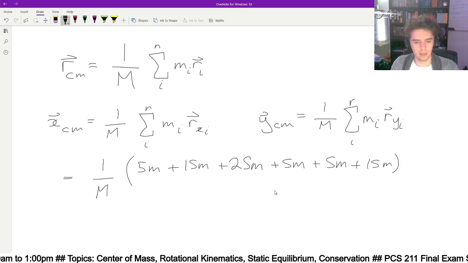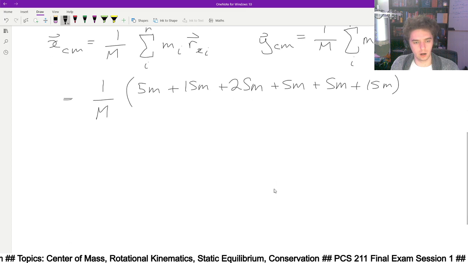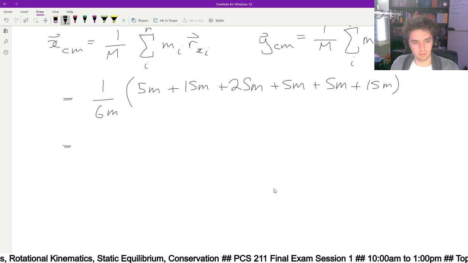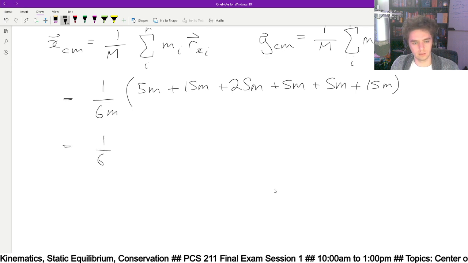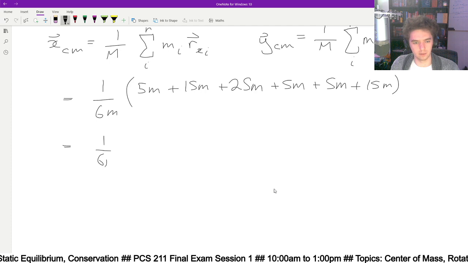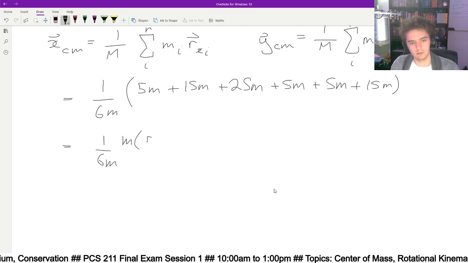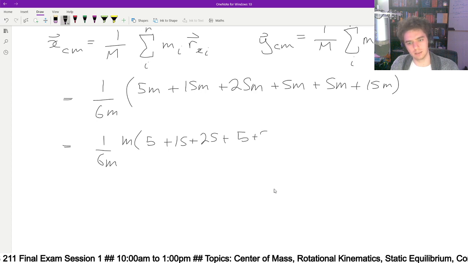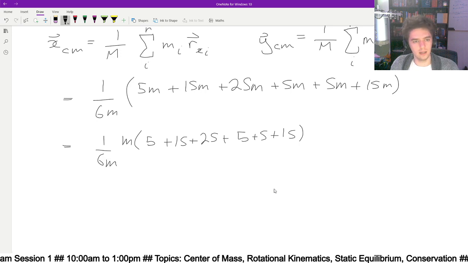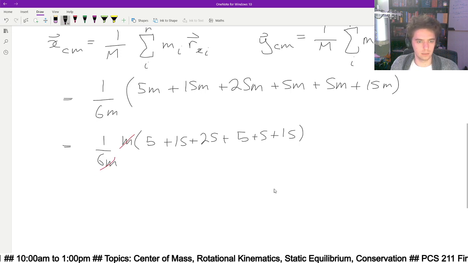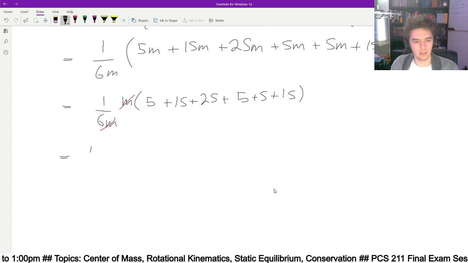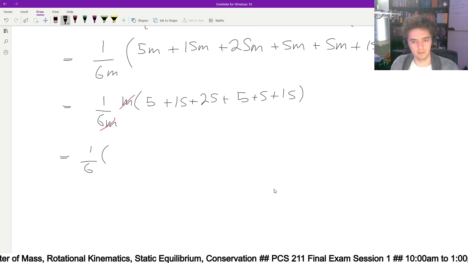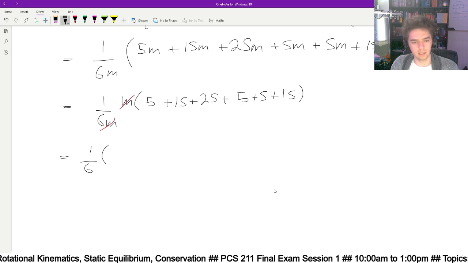And that's that. Actually, I will replace the big M with 6m. I can factor out an m from the top: 5 plus 15 plus 25 plus 5 plus 5 plus 15. The m's cancel, so the m doesn't actually matter. So it's just 1/6 of 20 plus 25 is 45, 50, 55, 60, 70. So 1/6 of 70.